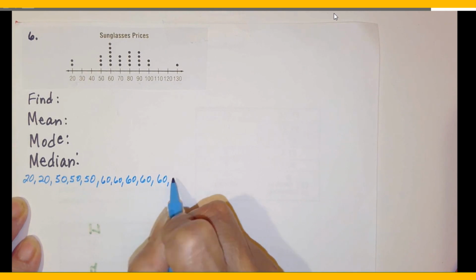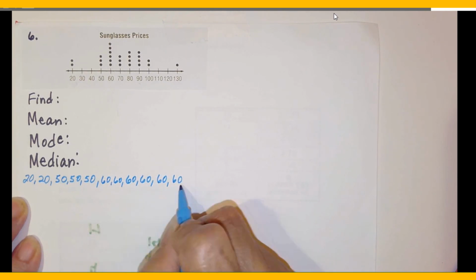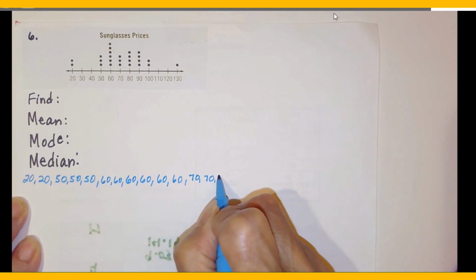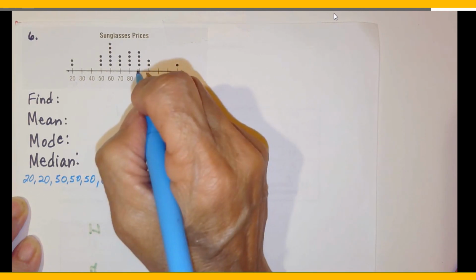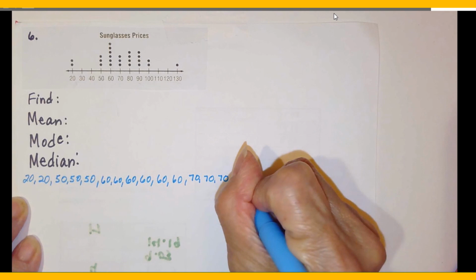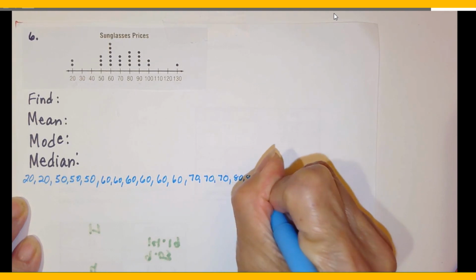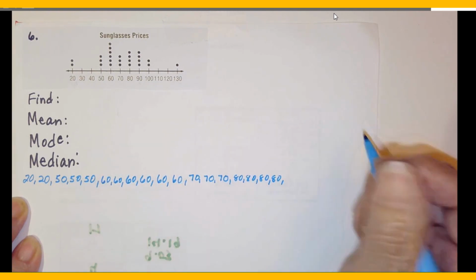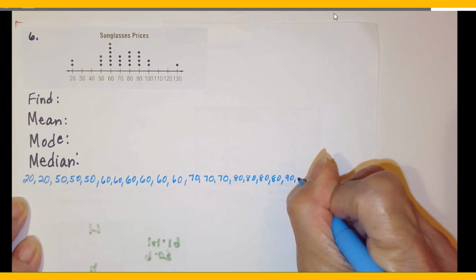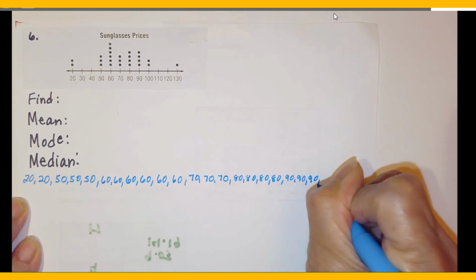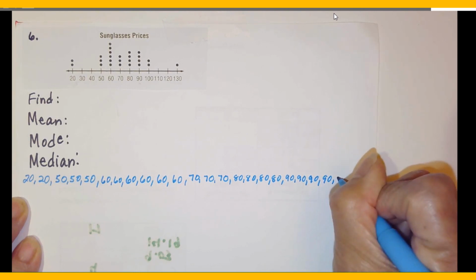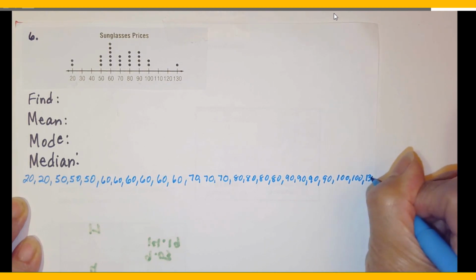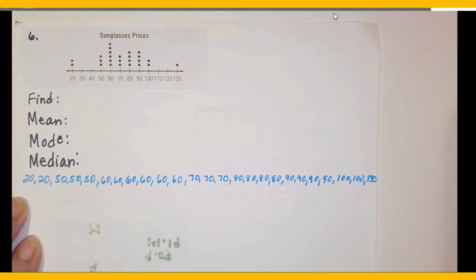1, 2, 3, 4, 5, 6. We have three 70s. Four 80s. Four 90s. Two 100s. And a 130. Wow. That's a lot of numbers there, students, and they started getting squished.